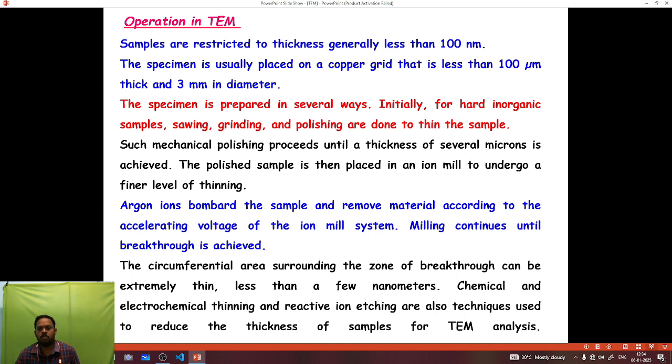The specimen is prepared in several ways depending on the sample. Mechanical polishing may be adopted to make a thin film of the sample. In that process, the sample will undergo an ion milling process. Following ion milling, argon ions will be bombarded at the sample in order to get the thin film of the sample.